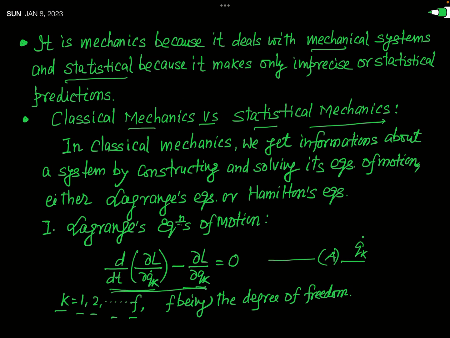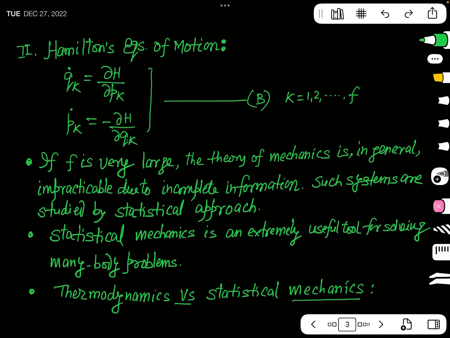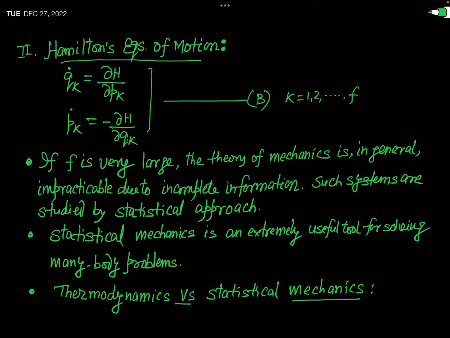But there is another mathematical approach to solve the mechanical problem, called the Hamiltonian approach. In the Hamiltonian approach, we set up the equations of motion called Hamilton's canonical equations of motion, given like this: Qk dot equals del H by del Pk, and Pk dot equals minus del H by del Qk. Here also k is 1, 2, 3 and so on up to f. As you can see, written in Hamiltonian form, the number of equations will be 2f. In Lagrange, the number of equations will be f if the degree of freedom is f, but in Hamilton, it will be 2f.